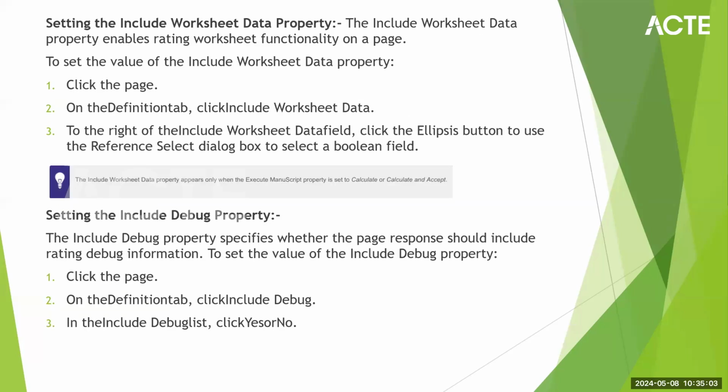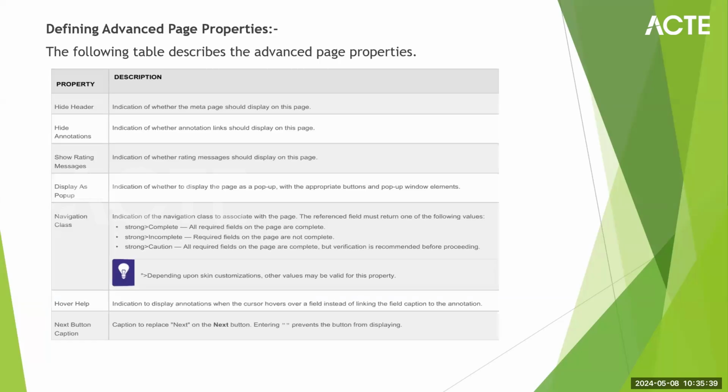Set in this worksheet, you can ignore. Set in the indel debug property. Debug means the property with a page response should be included. Rating debug information: while doing the rating, you need to debug the field values and see what the previous values are. So especially for the rating screen or rating page, you need to include this property for the calculation purpose. Click on the page, on the definition tab, click the indel debug, and click yes or no.